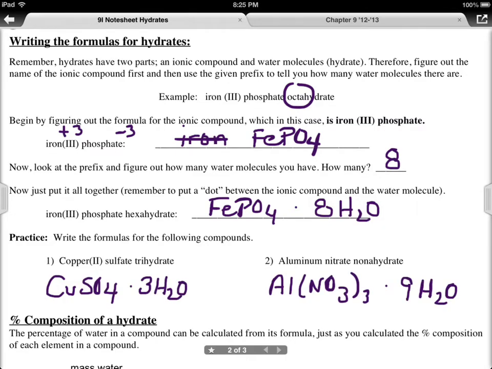I hope you had success. Copper(II) sulfate trihydrate. Did you remember to put the dot in and then the 3 for trihydrate? Next one is aluminum nitrate, and put the dot in. You've got 9 waters there.